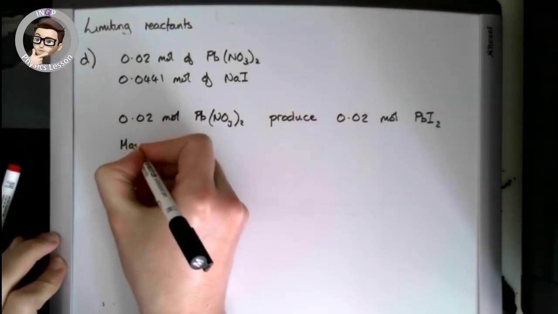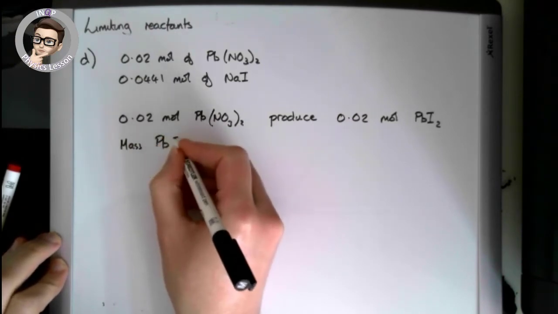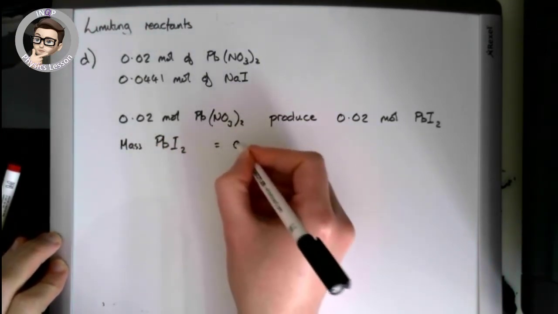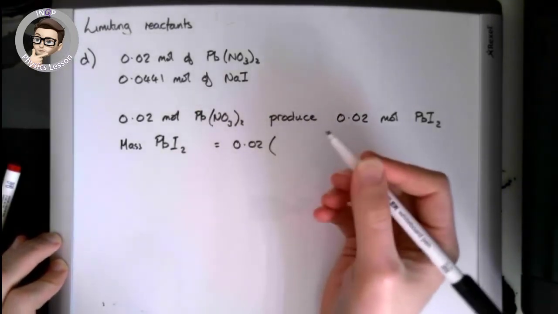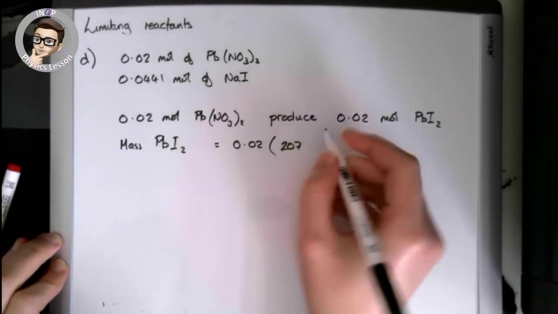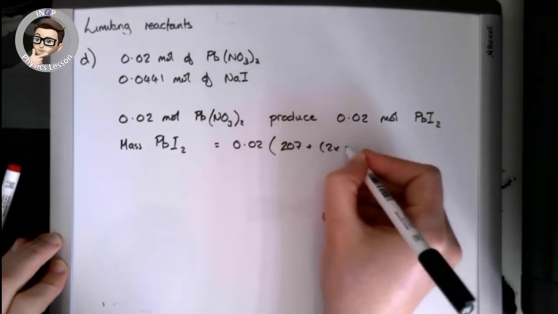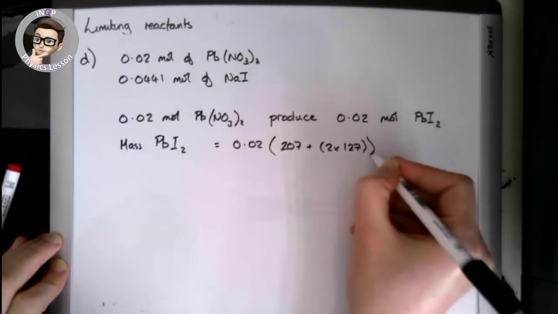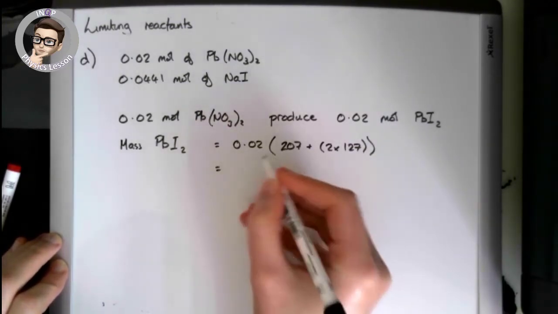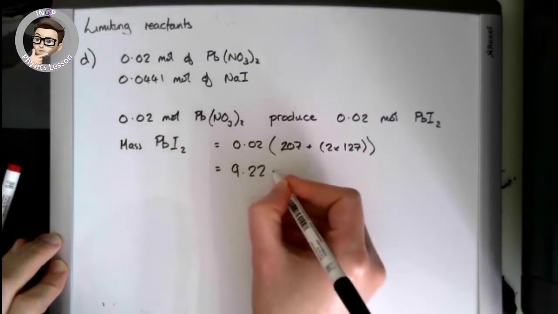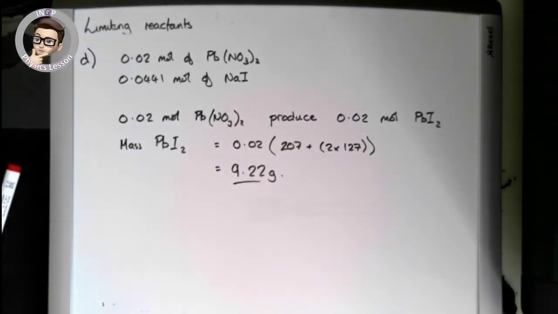So the mass of lead iodide is going to be 0.02 lots, because that's how many moles we've got, of its relative molecular mass, which will be 207 plus 2 times 127, because we've got lead and two iodines, which is going to give me an answer, if we do it on a calculator, of 9.22 grams. Really, really well done if you managed to do that. It's a very, very hard set of questions to do. But well done, give it a good mark if you've got it right. And if not, correct it and try and make sure you understand what you haven't got right here.